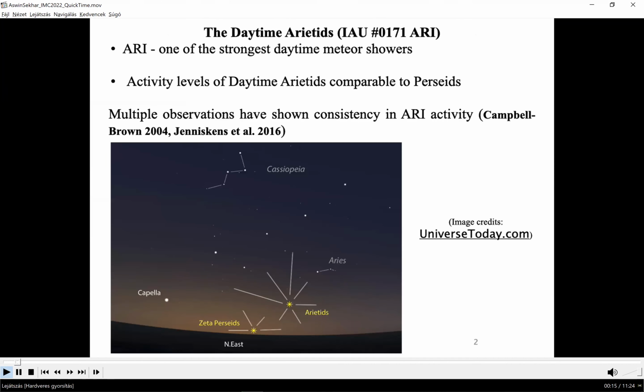So just to give you a brief introduction to daytime Arietids, it's one of the strongest daytime meteor showers, and the activity levels of Arietids can be comparable to that of Perseids if you calibrate from daytime sky to the night sky. And there have been multiple observations which have shown consistency in strong Arietids activity, and it has been observed by different meteor science groups in the world.